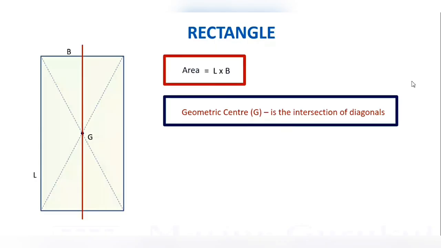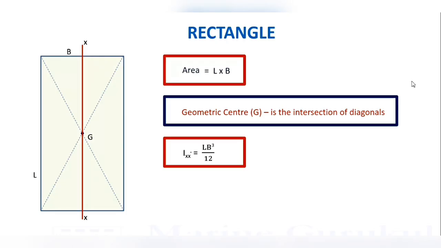One is about this axis. I have called it the x-axis. You can name it whatever you want. So what is so special about this? This axis is passing through G, the geometric center, and is parallel to side L. The x-axis passes through the geometric center of the rectangle and is parallel to the side L. The moment of inertia about the x-axis, which I represent as Ixx, is given by the formula L B cubed by 12. Length into the cube of the breadth divided by 12.